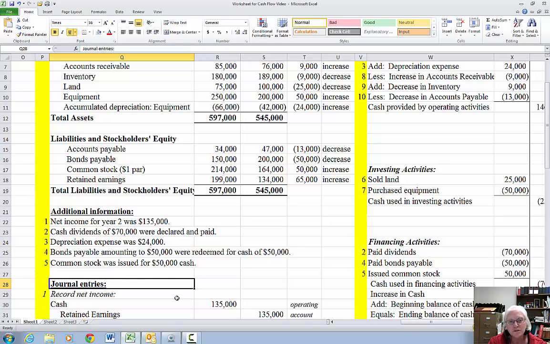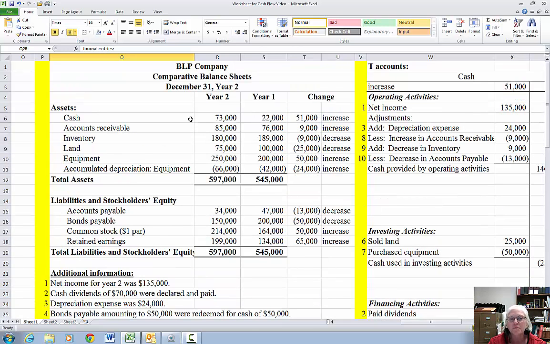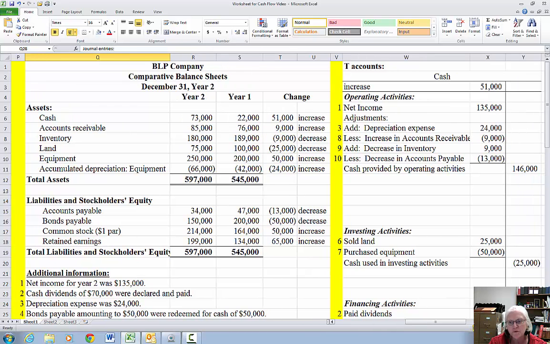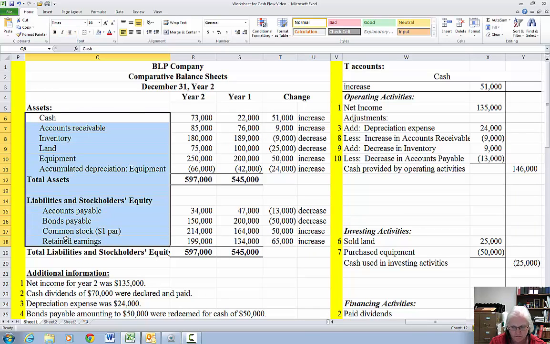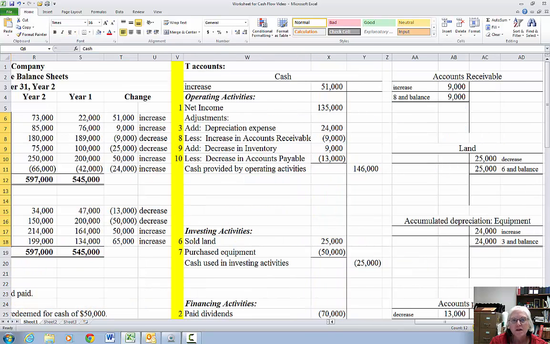Before we do the journal entries, I'm going to pretend that we've just seen the comparative balance sheets. What we want to do is create a T account for every account on the balance sheet. When we see that cash has a $51,000 increase, I go to my cash T account and increase it by $51,000. To show that I've looked at it, I'm going to turn it blue.